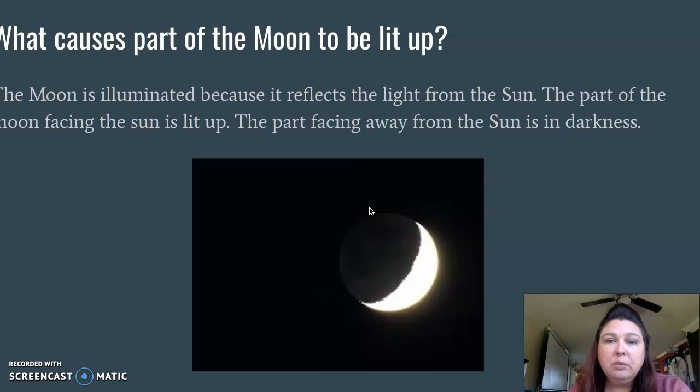What causes part of the moon to be lit up then? Well, the moon is illuminated because it reflects the light from the sun. The part of the moon facing the sun is lit up, and the part facing away from the sun is in darkness. Thus what we call the dark side of the moon, compared to the light side of the moon.